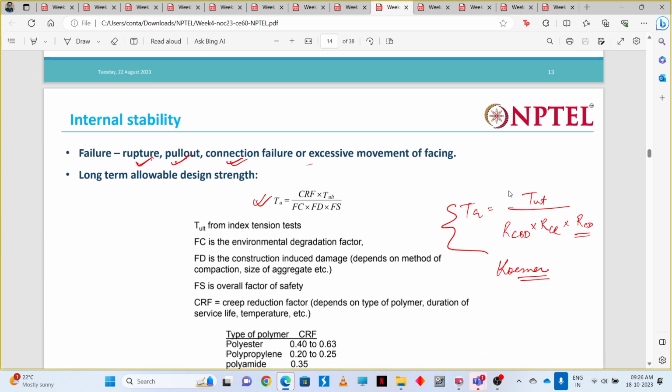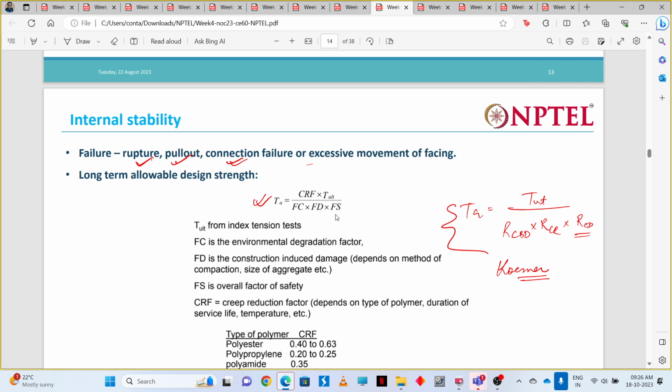Okay, then this ends the external stability. Then we had the internal stability. Internal stability means there should not be any rupture of the reinforcement, and the reinforcement also should not fail in pull out. So we checked for rupture and pull out, and also one more failure that can happen, that is the connection failure. This means the reinforcement is connected to the facing, right? So this joint should not break.